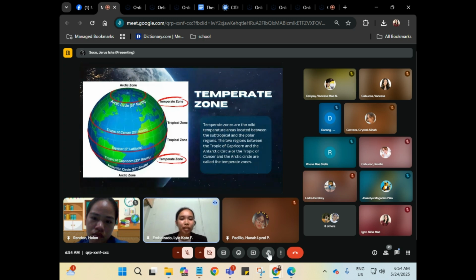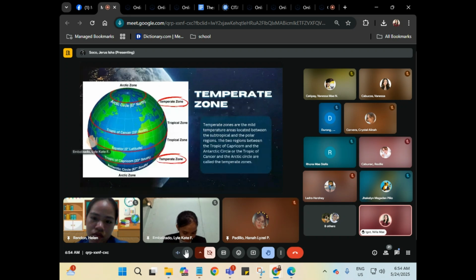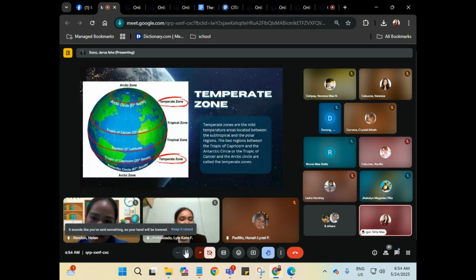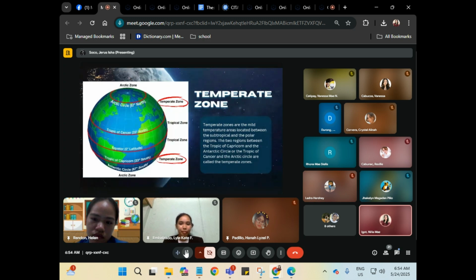Now, for the last one to share, can I have Igot? For my teacher, based on the illustration that you've discussed, the tropical zone is in between the Tropic of Cancer and the equator, and the temperate zone is in between the Arctic Circle above and the Antarctic Circle below. Okay, thank you for that, Ninya. I'll give you a clap for that also.